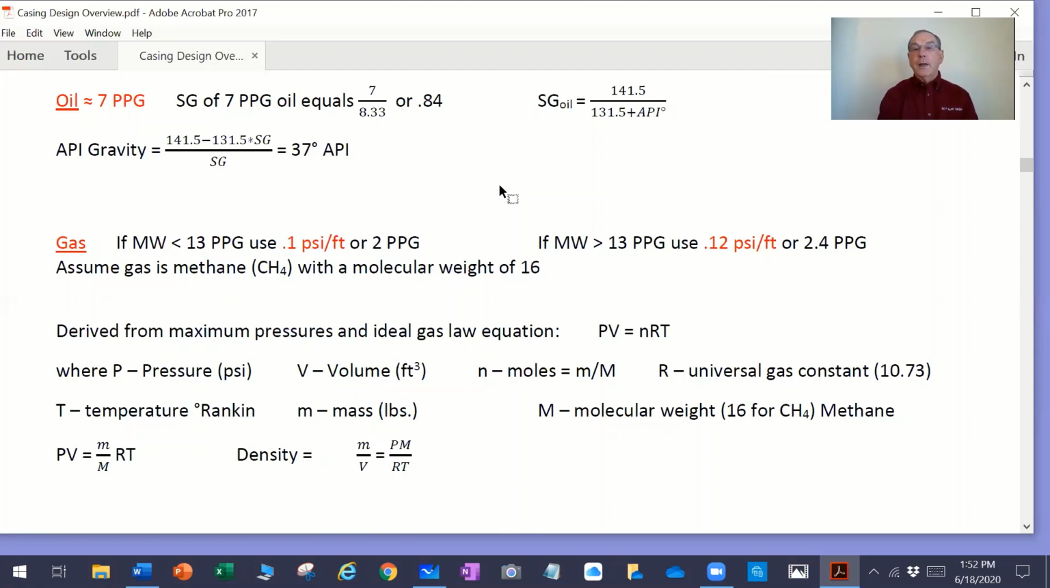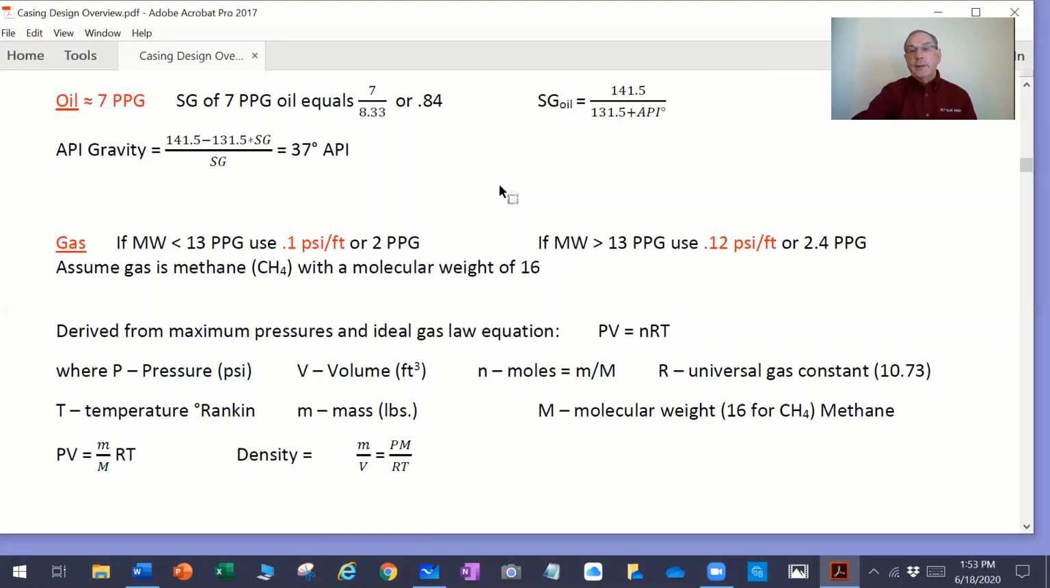If it's greater than 13 pounds per gallon, then we'll use a gas gradient of about 0.12 psi per foot, which is about 2.4 pounds per gallon. Now, both of these assume gas, which is methane, basically your lightest gas you could have in a well, pure methane, which has a molecular weight of 16.